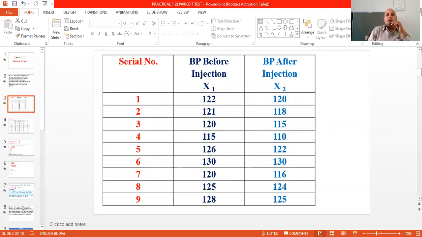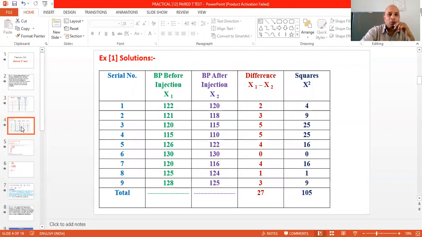Then the table: serial number, BP before injection, BP after injection. BP before injection is X1 and BP after injection is X2. Example first, solution. Repeat the table and add the differences and squares: serial number, BP before injection X1, BP after injection X2, difference X1 minus X2, and then the square.